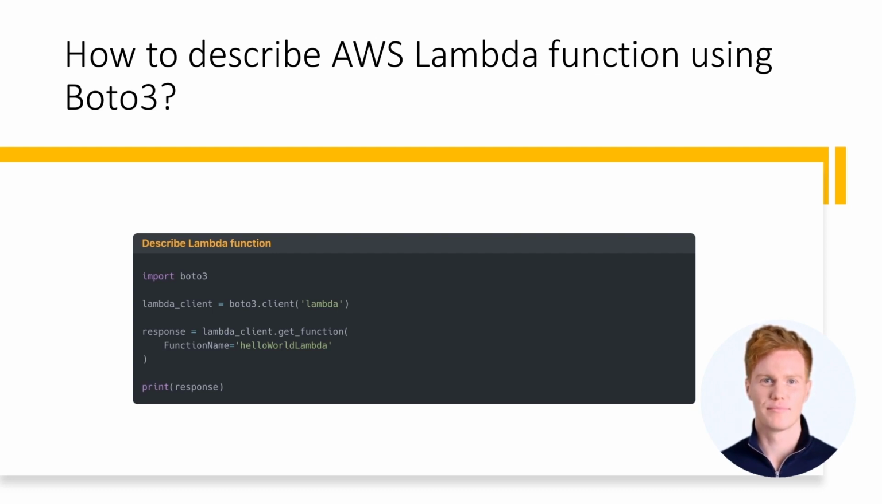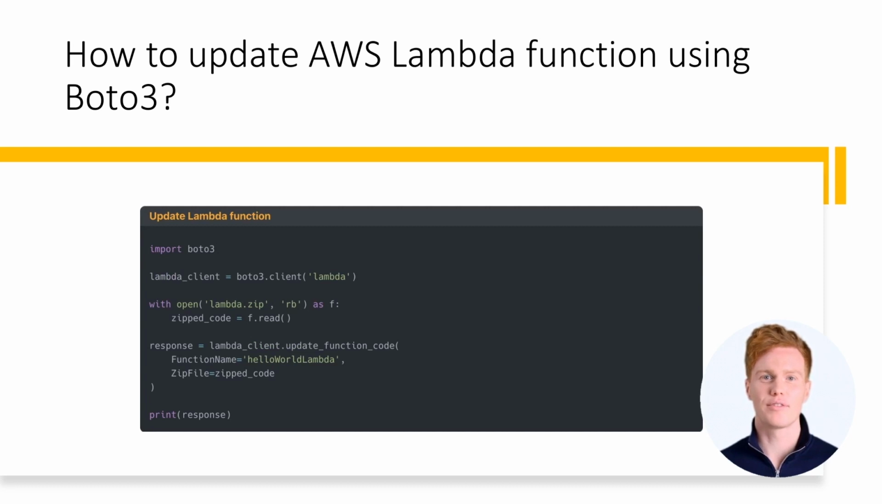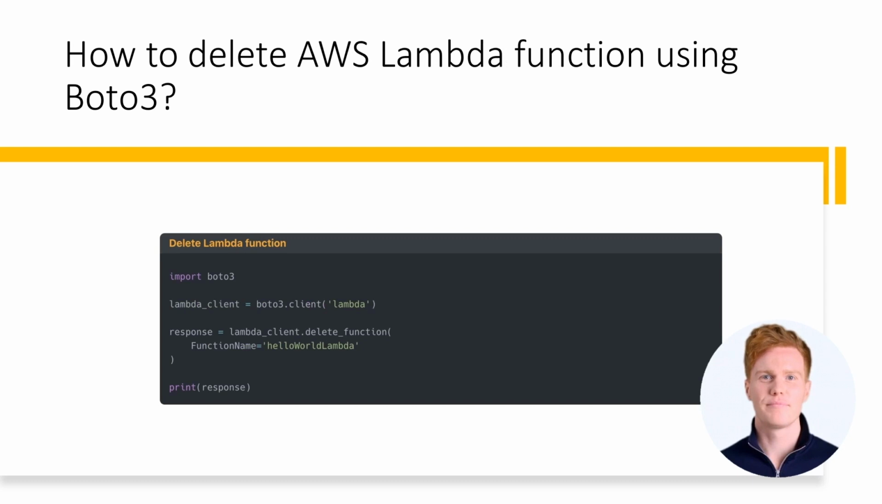To update the AWS Lambda function, you need to use the update function code method of the Boto3 Lambda client. Feel free to modify this example to create the Lambda function code archive from its source on the fly as we did in the deployment process. To delete the Lambda function, you need to use the delete function method of the Boto3 Lambda client. Optionally, you can use the qualifier argument to delete the specific Lambda function version. If the qualifier is not used, this method will delete all Lambda function versions.